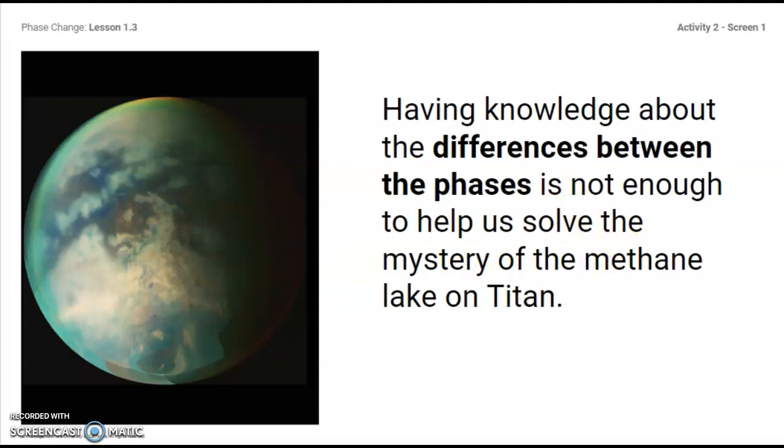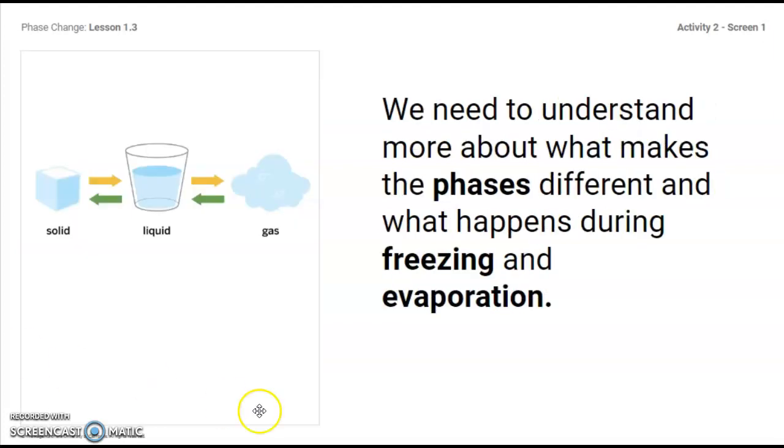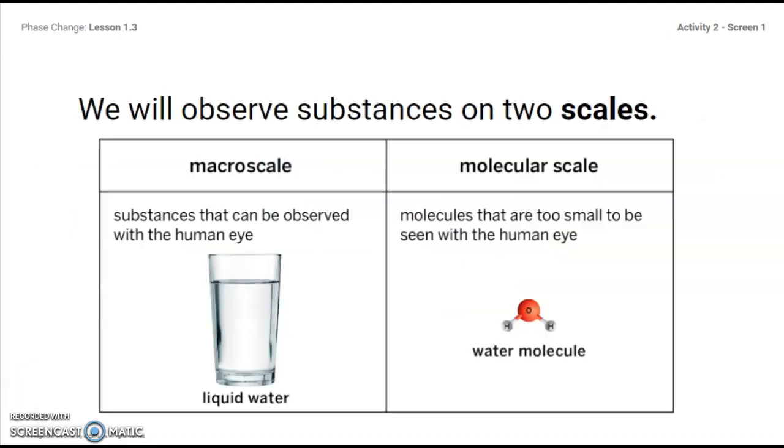We can't travel to Titan to see how the methane works there or if it's invisible, so we have to do it in other ways. First, we need to understand more about what makes the phases different and what happens during freezing and evaporation. We can't always tell with the human eye. We may need a little bit more to help us be able to see.